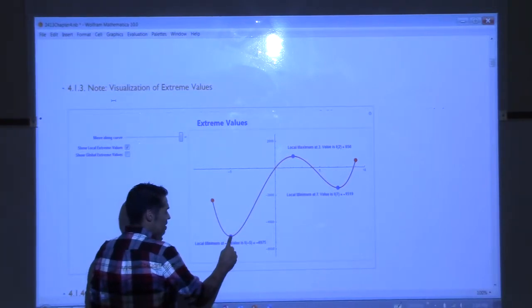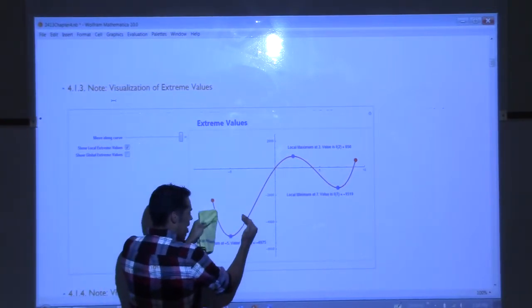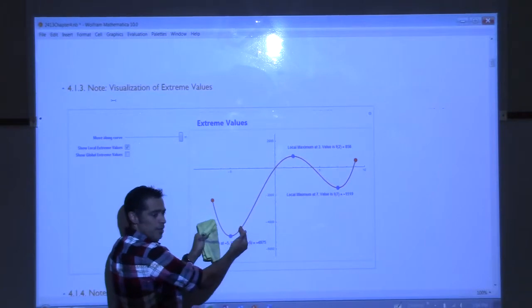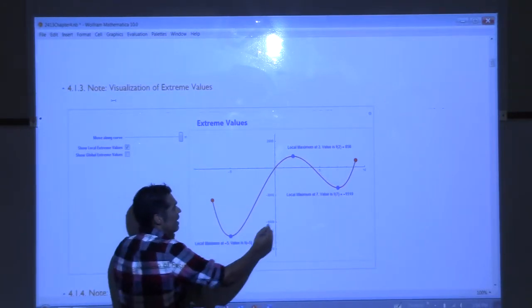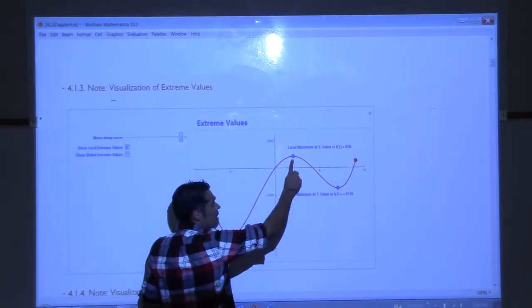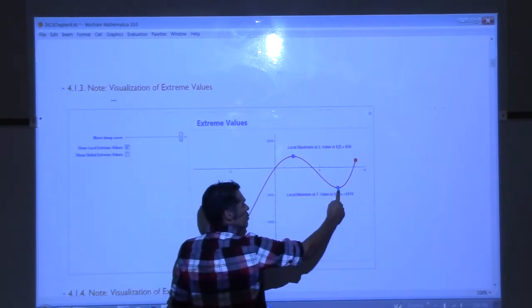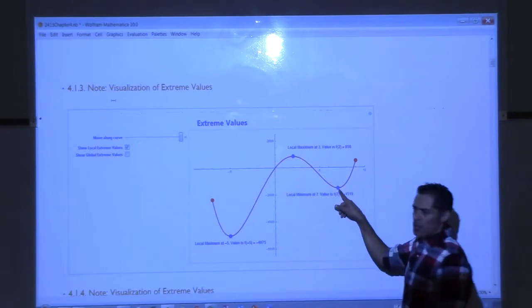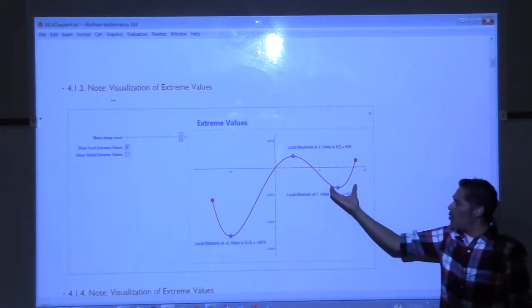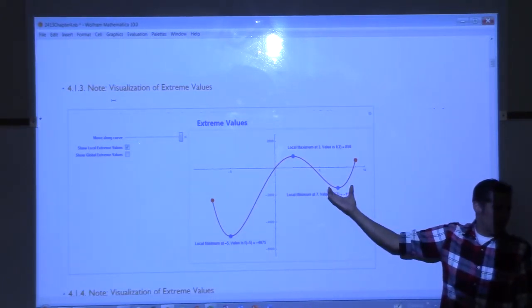Is this the lowest point on the graph in this little local neighborhood? It is, right? Is this the highest point on the graph in this little local neighborhood? Yeah, so it's a local max. This one is not a global max, right? It's not the lowest point on the whole graph, but locally, it's the lowest, right?